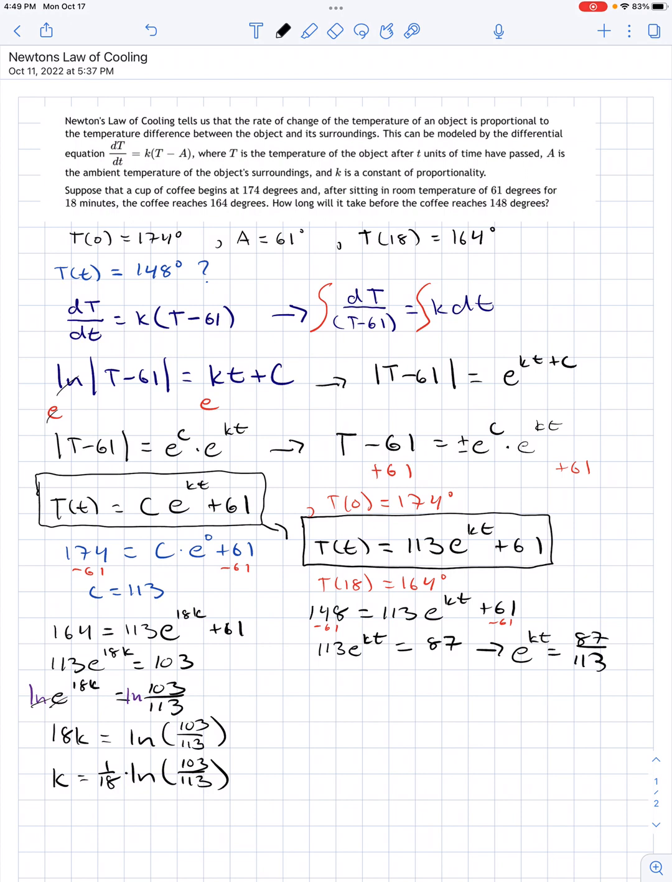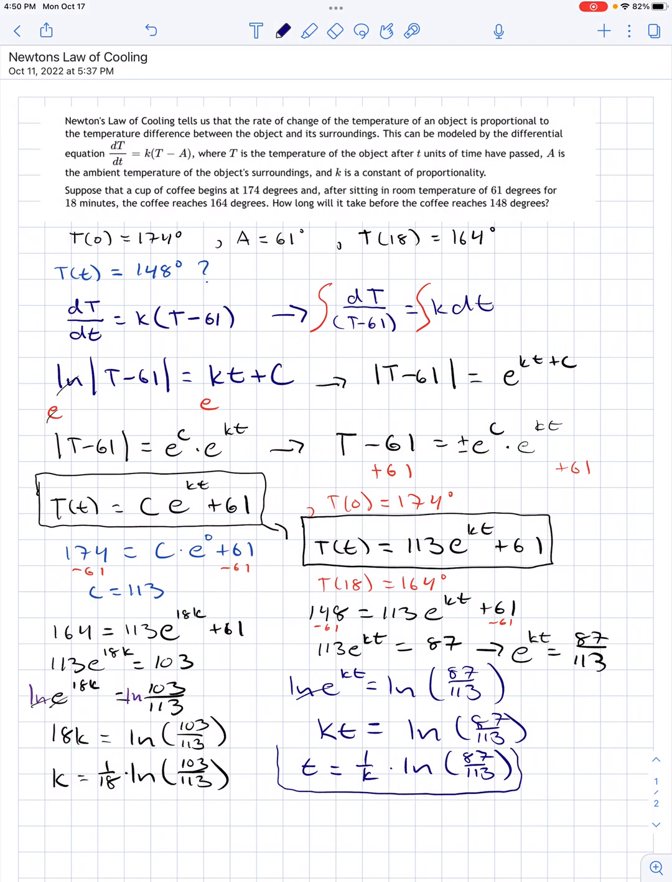Take the natural log of both sides. Natural log of e to the kt equals the natural log of 87 over 113. That cancels itself out. We get kt equal to the natural log of 87 over 113, and t will equal 1 over k times the natural log of 87 over 113. And at this point, you probably forgot what we were even doing with all this calculation, right?